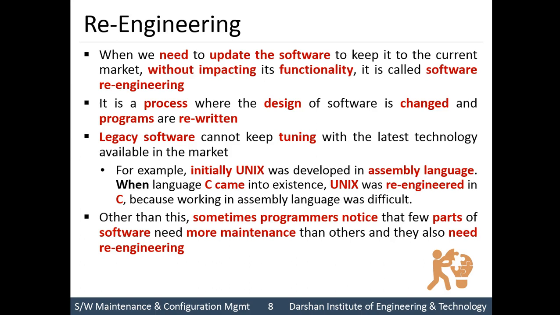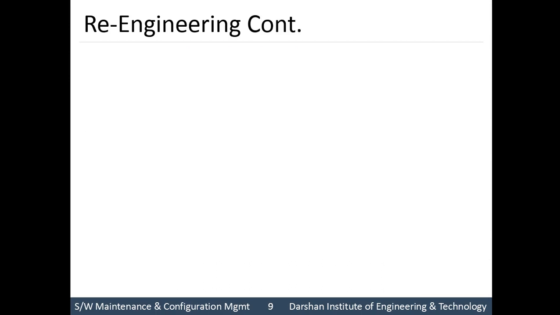Other than this, sometimes the programmers notice that a few parts of the software need more maintenance than other portions. Then only those portions need to be re-engineered. Generally, the practice of software engineering is to make the maintenance process low. So if the entire software is working well, but only a few parts require more maintenance, they do the re-engineering of that particular part to decrease the maintenance. So that is the concept of re-engineering.